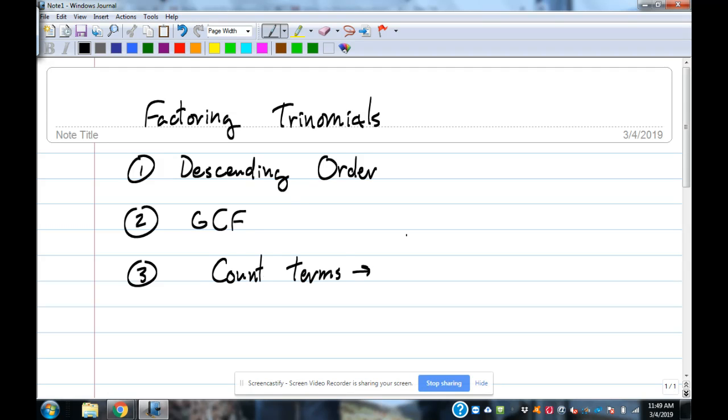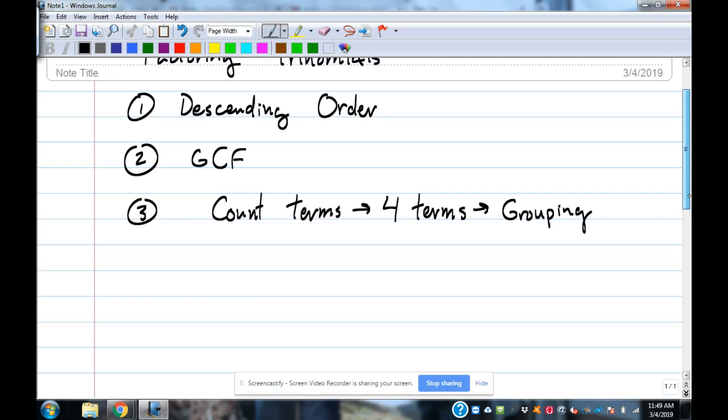And last week we did ones that had 4 terms, and when they had 4 terms, we used grouping. Okay, that was what we did last week. That grouping involved getting the greatest common factor out of one half the problem, greatest common factor out of the second half, and then factoring from there. So 4 terms is grouping.